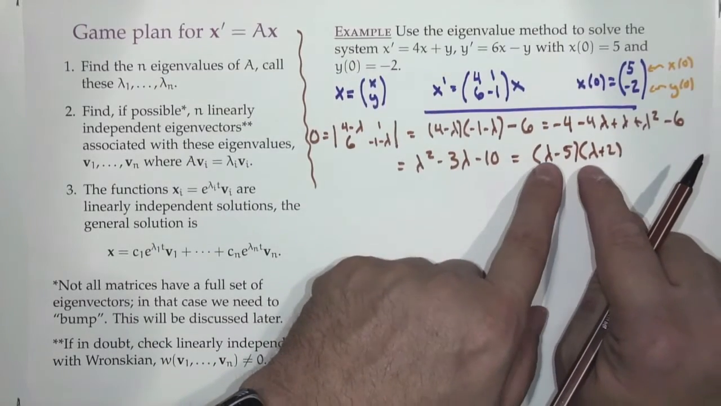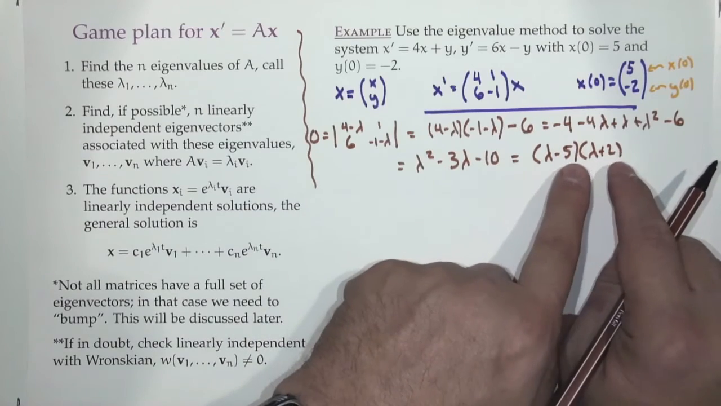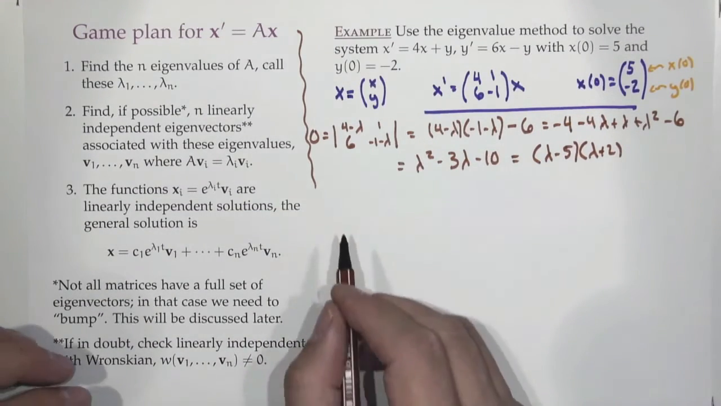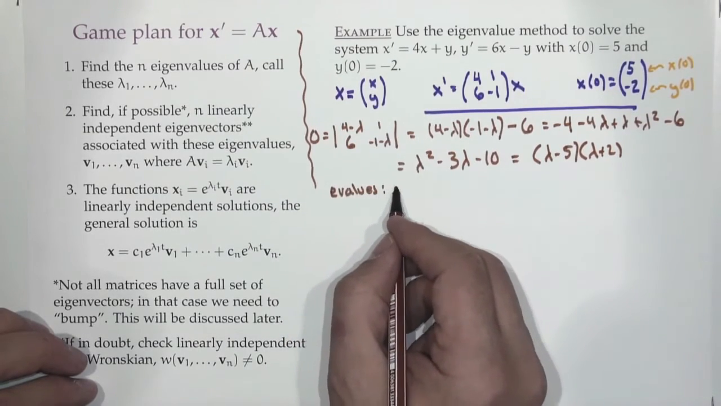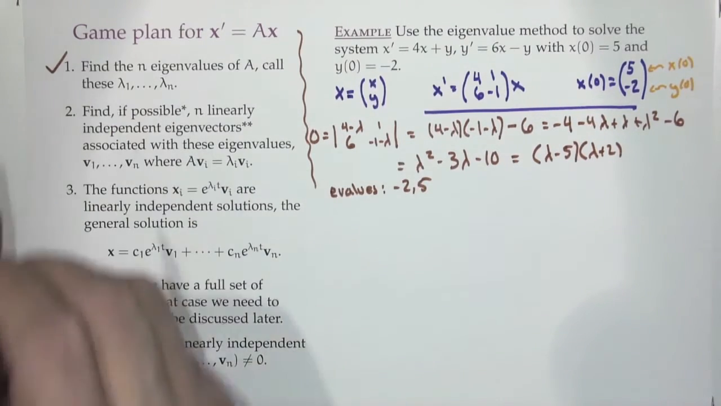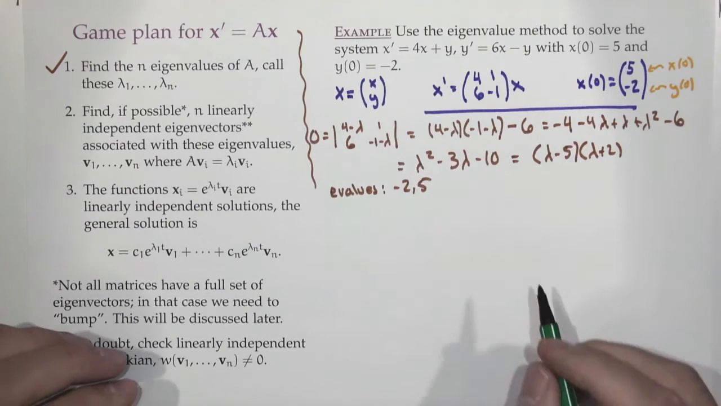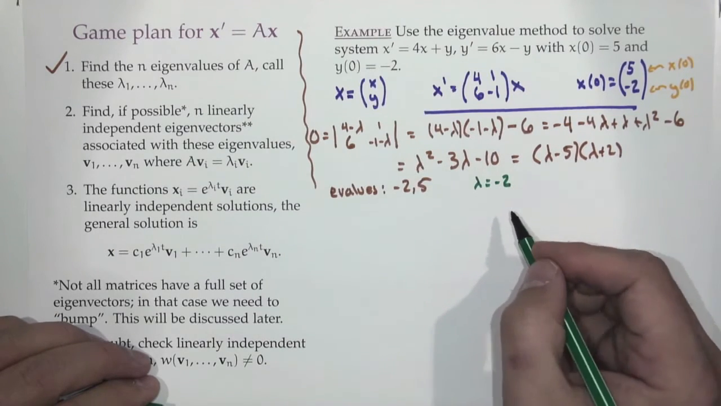It's always good to check. Lambda squared, 2 lambda minus 5 lambda is minus 3 lambda, and minus 10. So what are the eigenvalues? Negative 2 and 5. Okay, so step 1, done. Step 2, eigenvectors. All right, let's start with lambda equals minus 2.